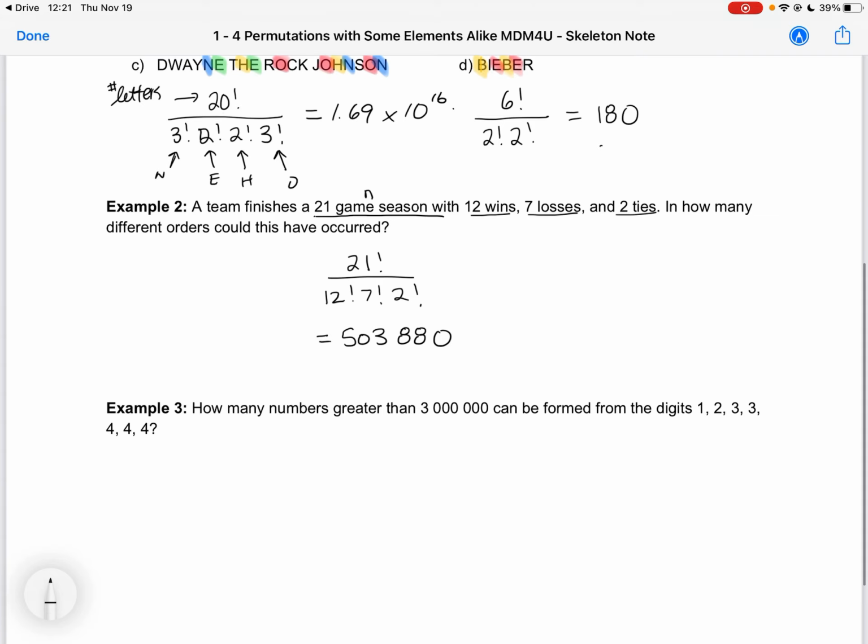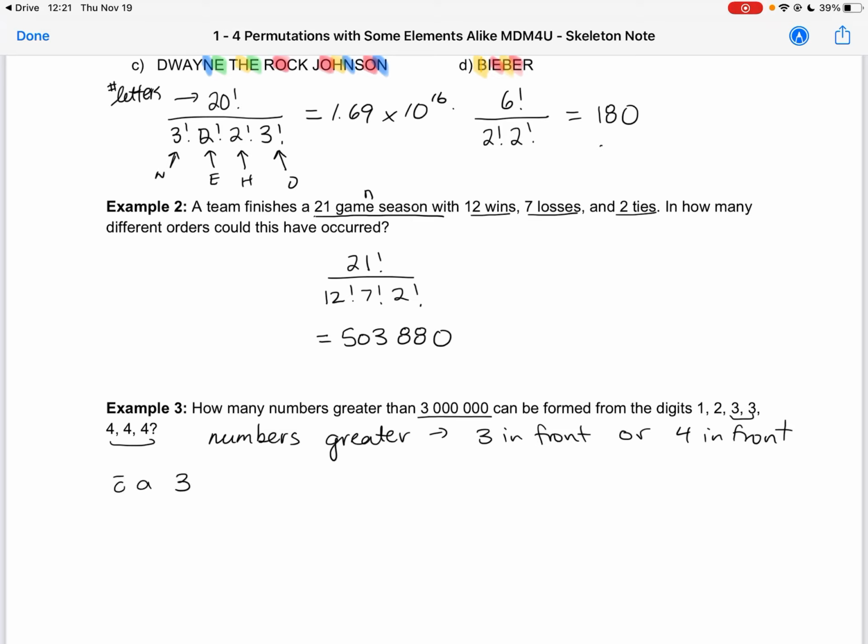The last one, how many numbers greater than 3 million can be formed from the digits 1, 2, 3, 3, 4, 4, 4? So numbers that are greater than 3 million are either going to have a 3 in front, or a 4. Those are your only possibilities. So we can find the number of possibilities for each of those outcomes and then add them together to get our total number of permutations.